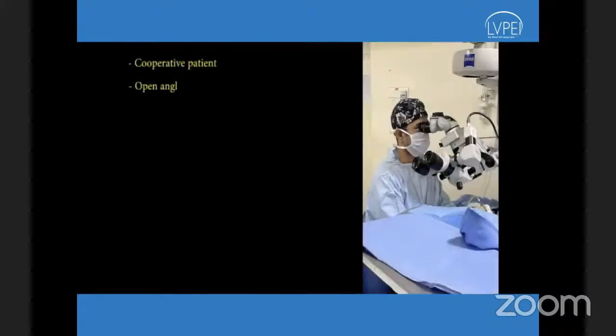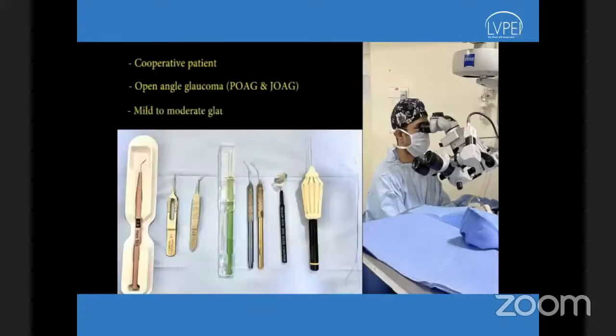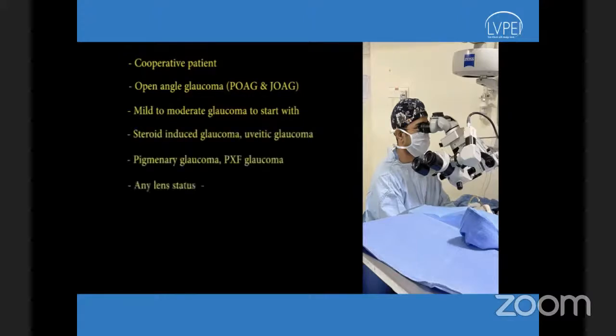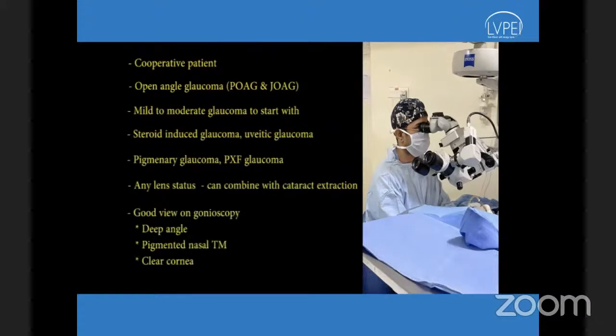If you see the image, the microscope is tilted almost 45 degrees towards the surgeon, and the head, which is not shown here, is tilted 45 degrees away from the surgeon. That will give you a good visualization of the nasal angle. You're sitting temporally to the eye. So you need a cooperative patient, and mostly we have done this till now in open angle glaucomas, mild to moderate glaucoma to start with, steroid-induced glaucoma, uveitic.